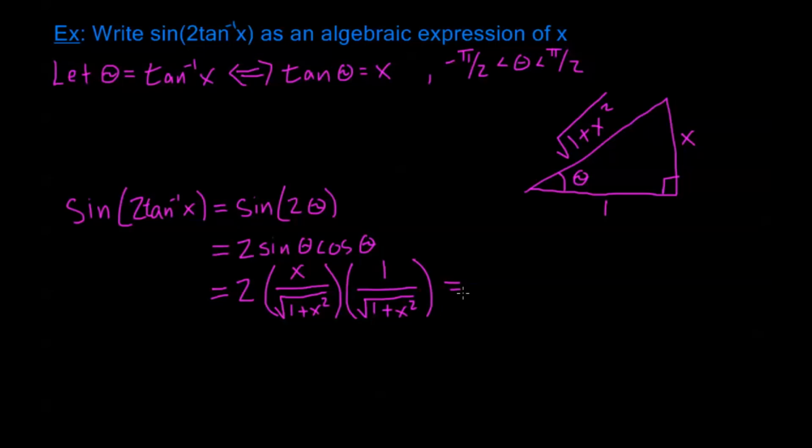So multiplying this out, I'm going to have 2x on the top, and on the bottom, these square roots cancel with each other, and I just have 1 plus x squared. All right, and we're done. We've successfully written sine of 2 tangent inverse x as an algebraic expression of x. Okay, now let's take one with some numbers. Let's say we want to solve a problem like this exactly. So find the exact value of sine 2 cosine inverse of 7 over 25.